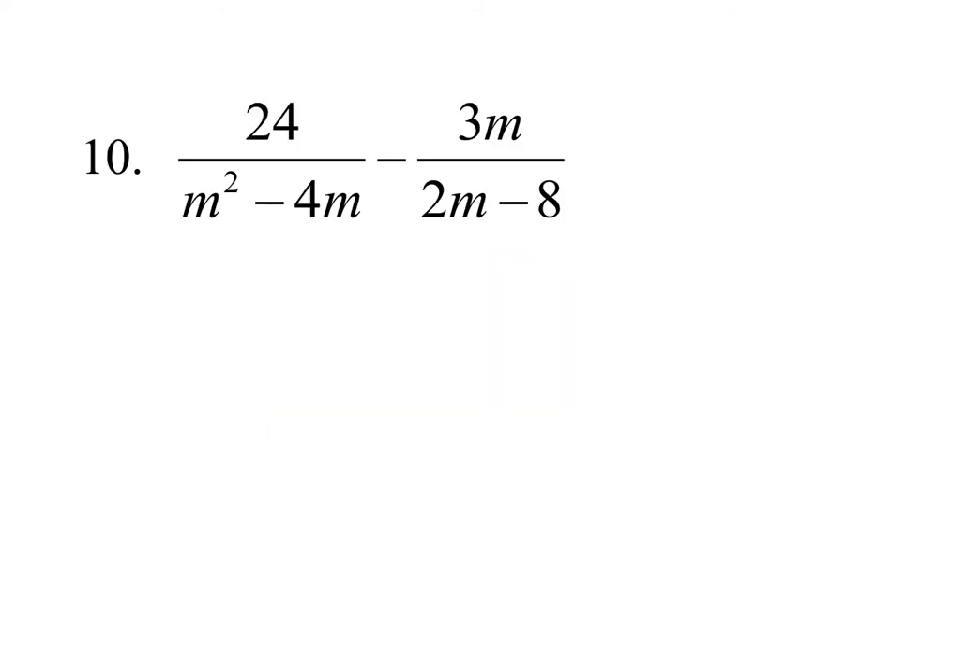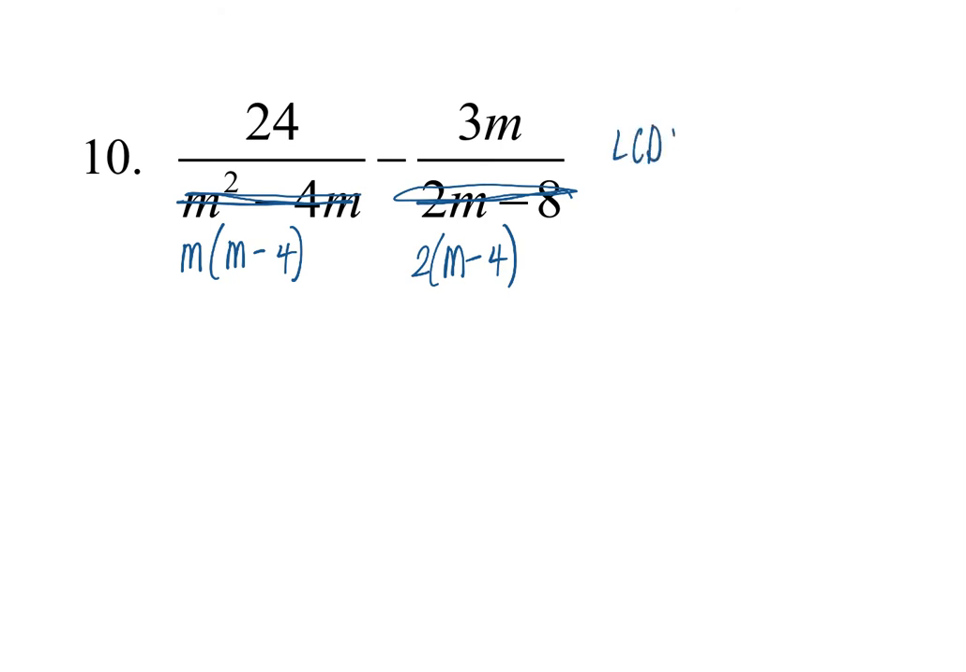On number 10, let's start by just making sure that these denominators are factored. I can pull out a GCF of m and be left with m minus 4 right here. And right here, I can pull out a 2 and be left with m minus 4. So for that LCD, let's write down all the different factors that we see. I see a factor of m. I see a factor of m minus 4. I see a factor of 2.